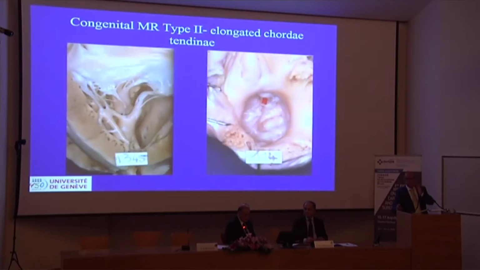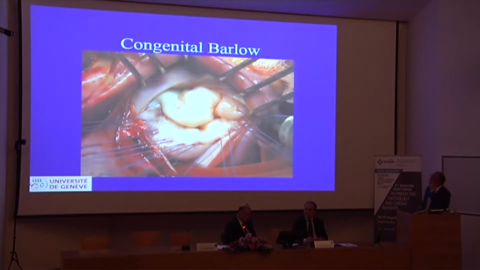Now, regarding the congenital mitral regurgitation, which is according to Carpentier's classification type 2, you have the elongated chordae tendineae syndrome, as you see here. It's a very beautiful specimen with an elongated head of the anterior papillary muscle, elongated primary chorda, creating a prolapse at the level of the corresponding part of the mitral valve. This one is a congenital Barlow.